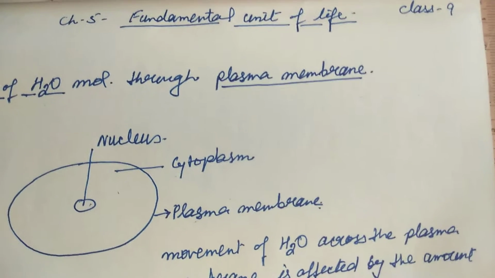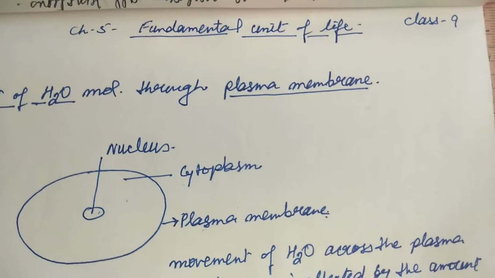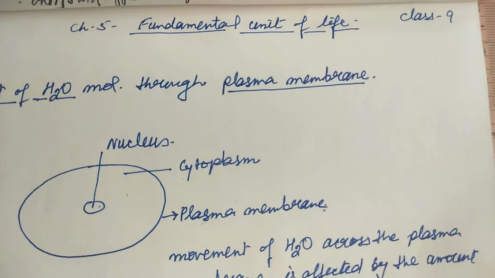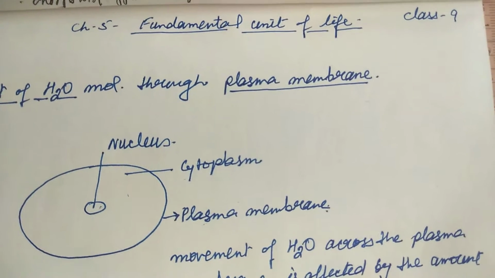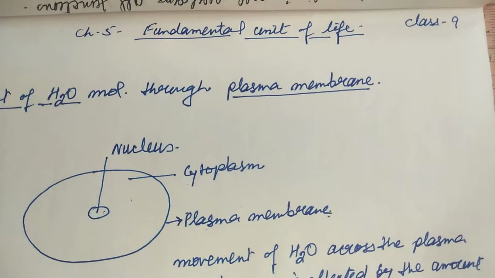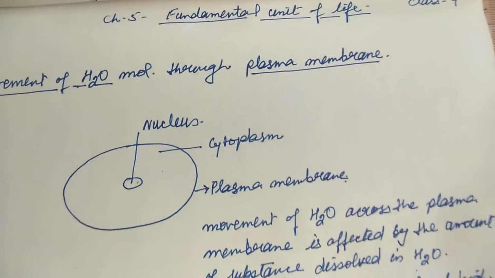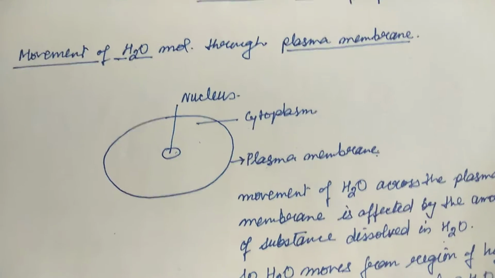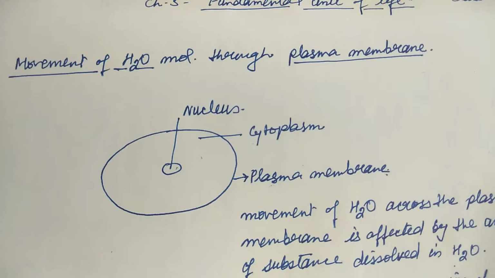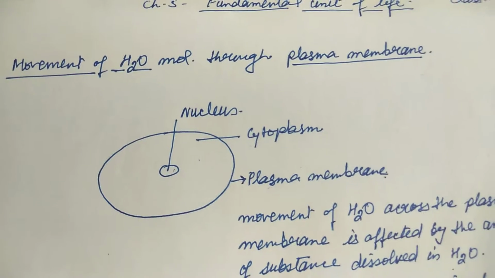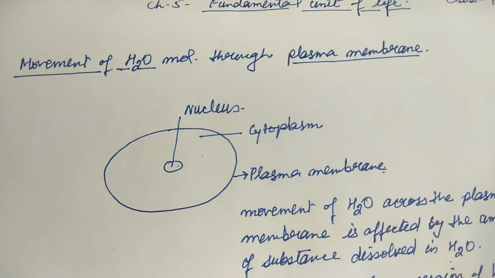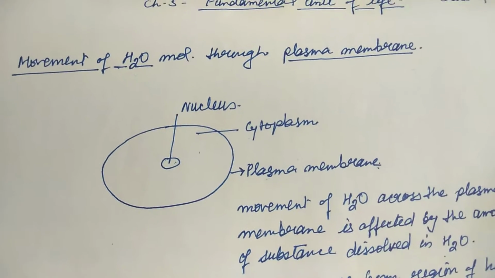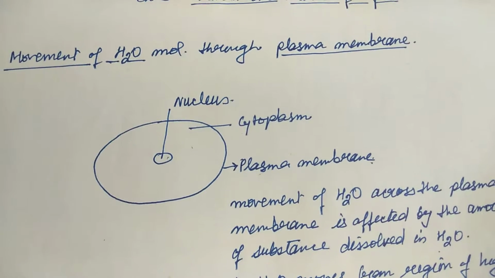This is chapter 5 of class 9th. In the previous video we discussed how the gases move through the plasma membrane. And in this video we'll discuss the movement of water molecules through the plasma membrane, how water moves in and out of the cell.